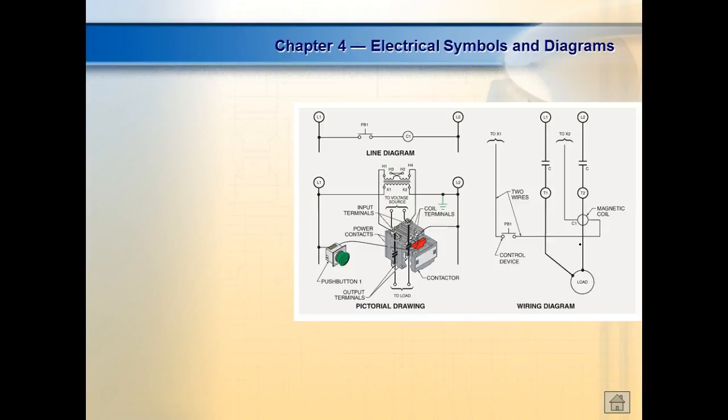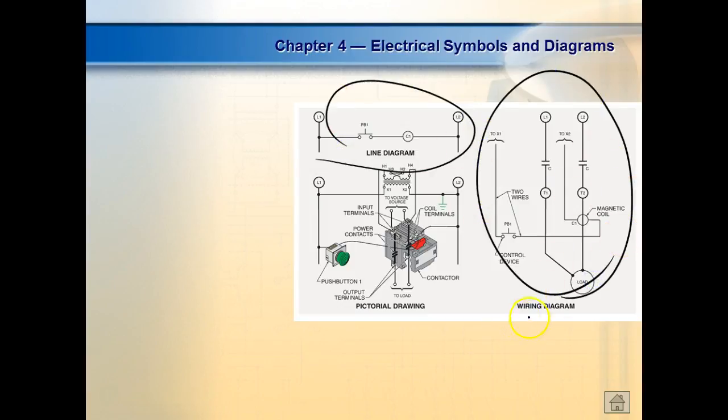So here's a perfect example right here. I have a ladder diagram at the top, L1, L2, then we have a pictorial. So this is our ladder diagram. This is our power circuit right here, and it's usually drawn as a what? Wiring diagram. So here we've got a relay called C.